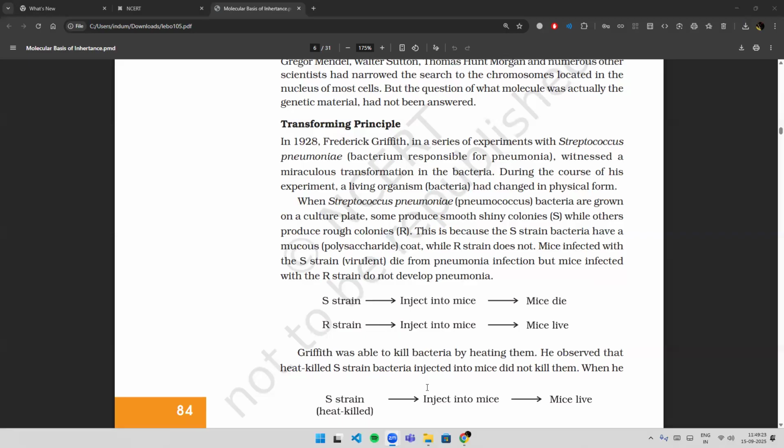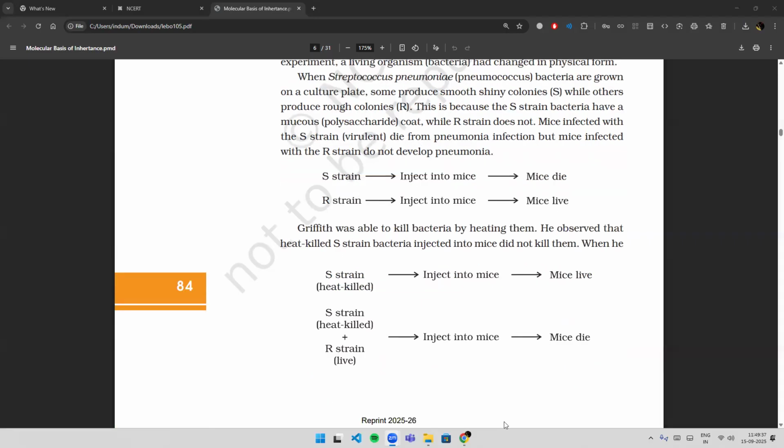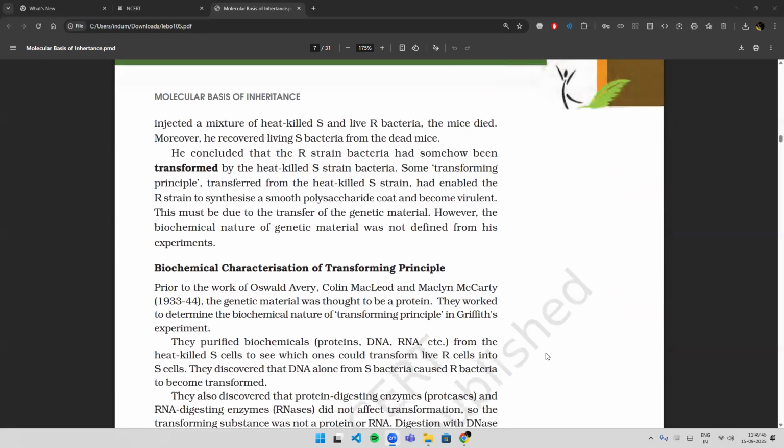Mice infected with the virulent S strain die from pneumonia infection, but mice infected with the R strain do not develop pneumonia. Griffith was able to kill bacteria by heating them. He observed that heat-killed S strain bacteria injected into mice did not kill them. When he injected a mixture of heat-killed S and live R bacteria, the mice died. Moreover, he recovered living S bacteria from the dead mice. He concluded that the R strain bacteria had somehow been transformed by the heat-killed S strain bacteria.